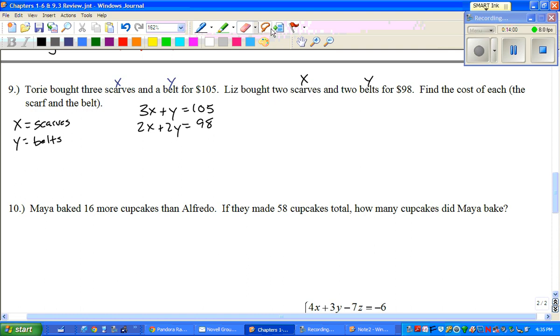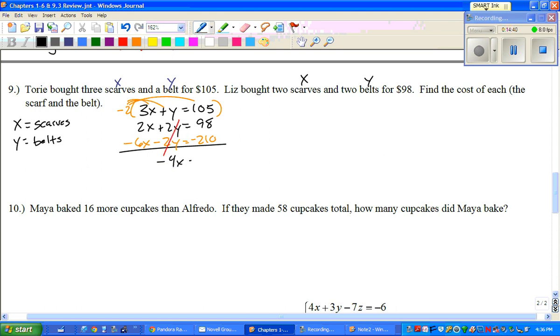So now what we want to do is they ask us to find the cost of the scarf and the belt. So to do this, we need to do elimination because that's going to be the easiest, and we can eliminate the y's right away if we multiply the top equation by negative 2. So when we do that, we get negative 6x minus 2y equals negative 210, which is good because our y's cancel right away.